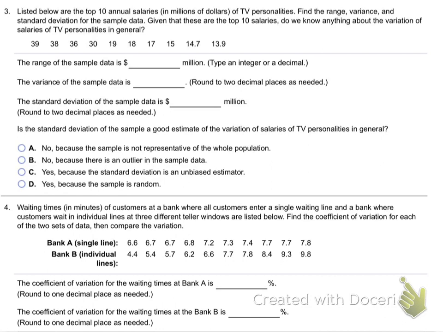So basically, this is the top 10 annual salaries in millions of dollars of famous TV personalities. So here's their salaries, and they can ask me a bunch of questions. First off, it wants the range. Remember how we do range? Range is just high minus low. Like, what is the range of temperatures for today? From a low of 60 to a high of 105, right? That'd be a 45 degree range.